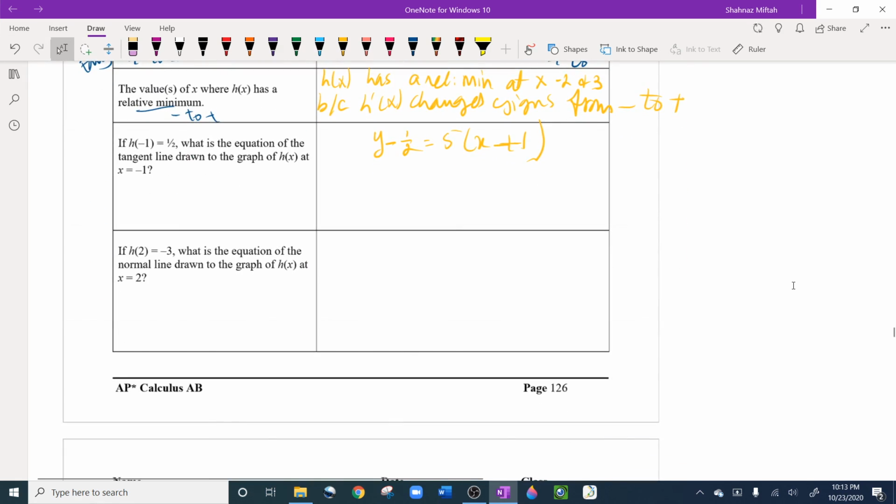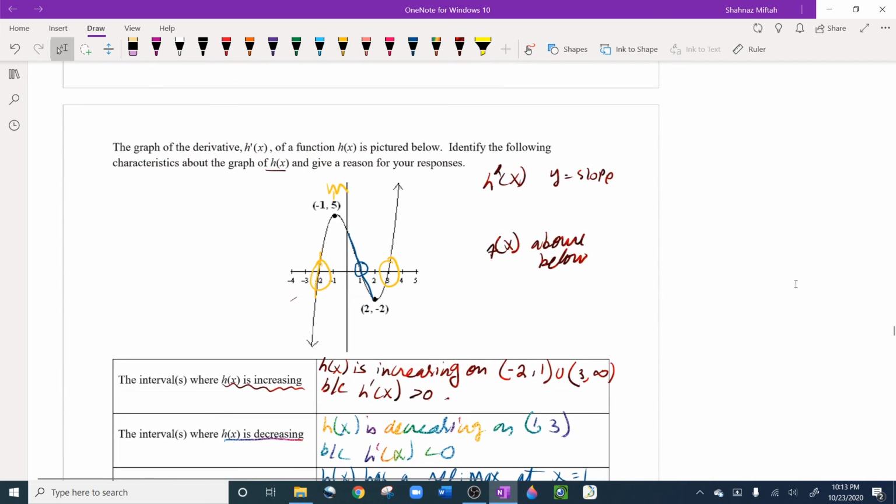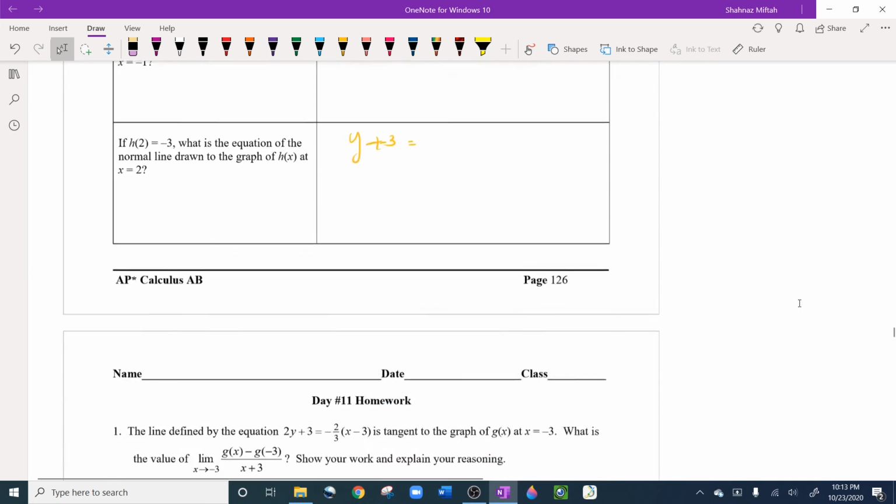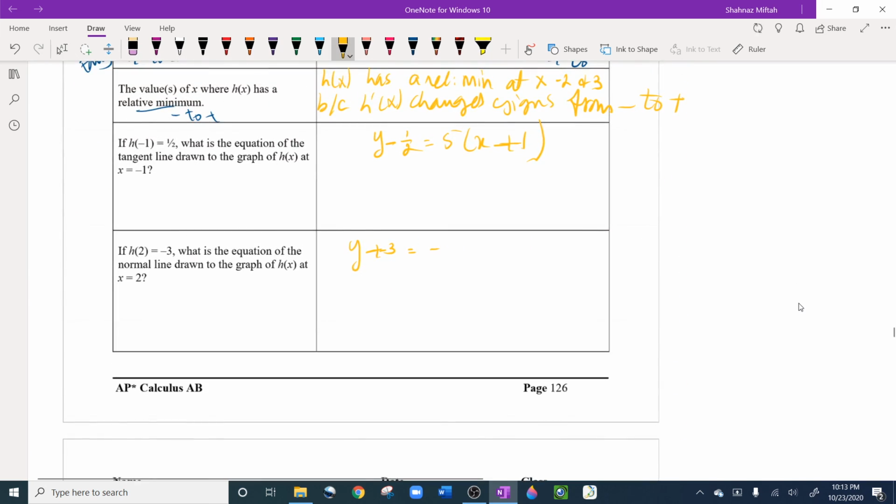h of 2 is negative 3. What is the equation of the tangent? So if you look at it, I need y minus y1. y1 is going to be negative 3, so it turned positive. What is my slope here? At x equal 2. So here is x equal 2 and my slope is negative 2. So I'm going to write negative 2 times x minus x1, which is 2. So done.